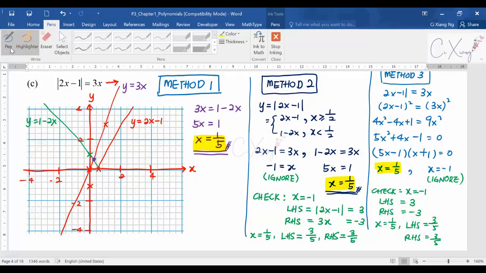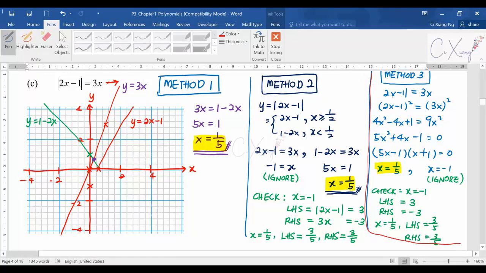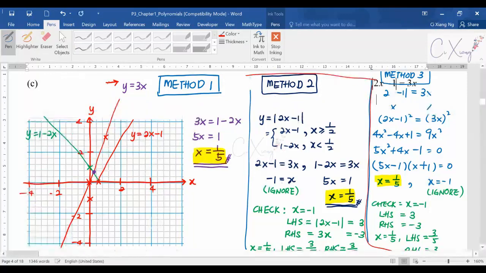Okay, so again, in exam, as I said, you can use any method that you like. But usually for me, in exam, most of the time I'm using method 3. But actually method number 2 is also not bad because with method number 2 you don't need to solve a quadratic equation. It is all linear. So you can use either method number 2 or method number 3.